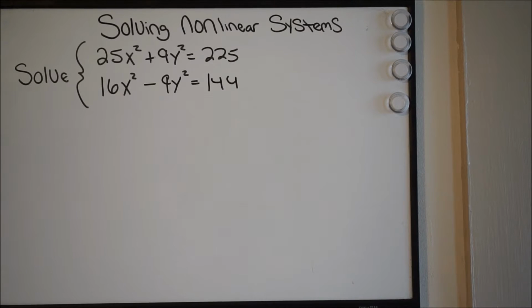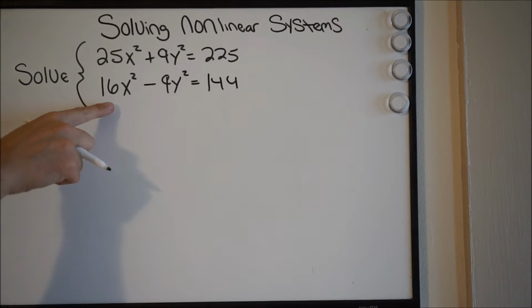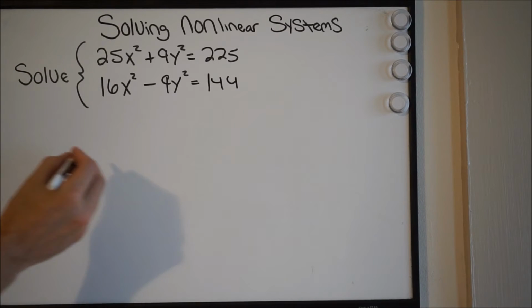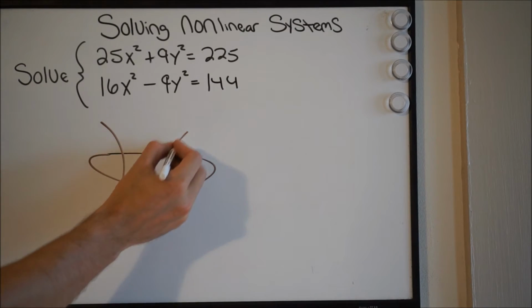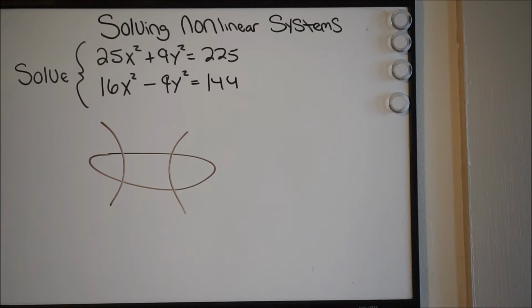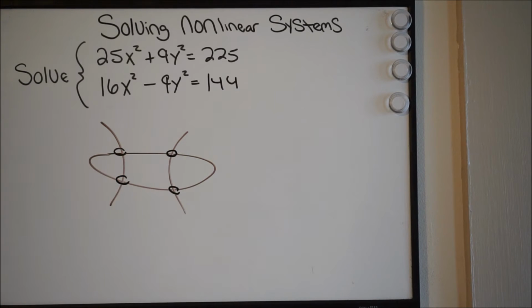So we know right here, this is going to be an equation of an ellipse. Here I have an equation of a hyperbola. So if I have my ellipse and then I have a hyperbola, at most I can have 4 solutions or 4 points of intersection, which is going to occur here, here, here, and here. So at most I can have 4 solutions. Just keep that in mind while you're doing this problem.